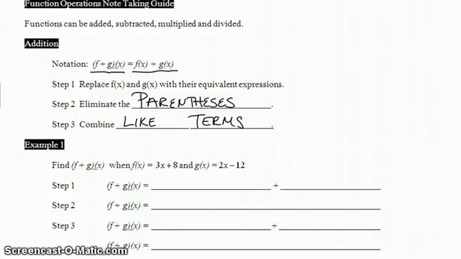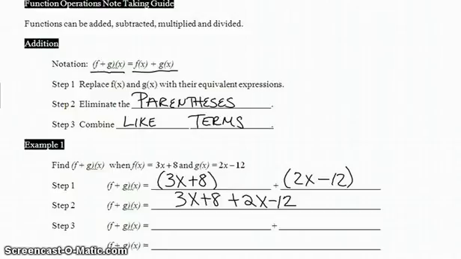Nothing new here. We were combining terms in our last unit in Algebra 1 review. Let's take a look at our first example. I have f plus g of x, where f of x equals 3x plus 8, and g of x equals 2x minus 12. Step 1 says just replace the function names with those equivalent expressions. Second step, simply remove the parentheses, keeping all my signs exactly as written.